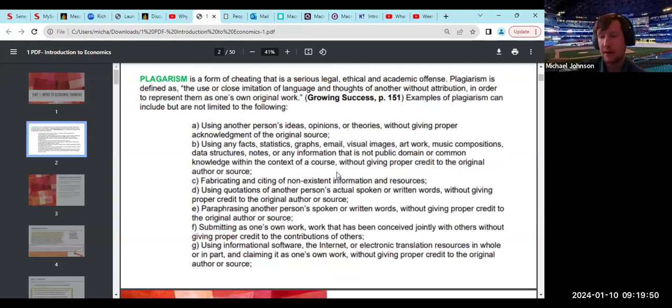If you're writing a 1,000-word report and 200 words are generated by AI, that's fine. Just make sure it's 20% of your assignment. Stay within the 20%. So if it's 1,000 words, 200 words could be AI. That's fine.